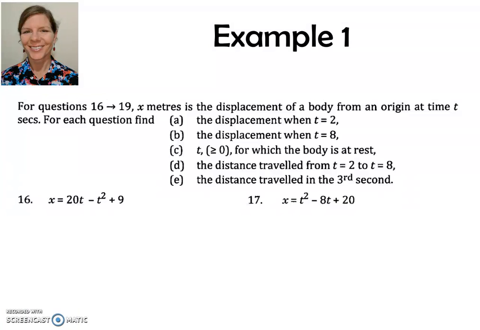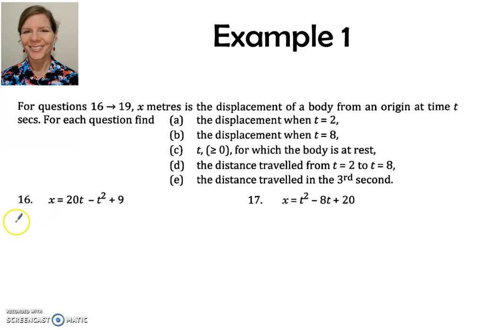Okay, so let's dive straight in and have a look at an example. I'm going to do the first one, and then I'm going to get you to pause the video and do the second one, and then I'll show you the answer to the second one. Okay, so what we've got is a function, so we'll just concentrate on this one for the moment. We want to know the displacement when t equals 2, the displacement when t equals 8, when is it at rest, so stationary point, what is the distance travelled from 2 to 8, and what is the distance travelled in the third second.